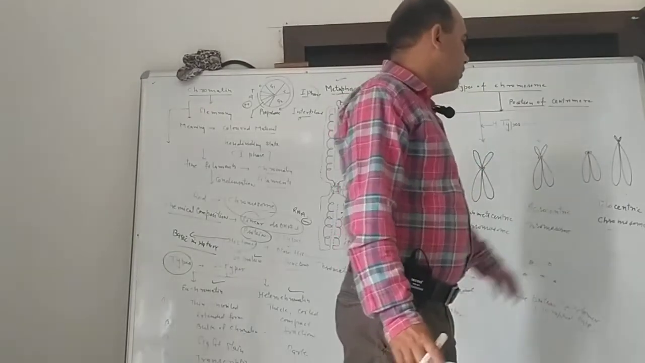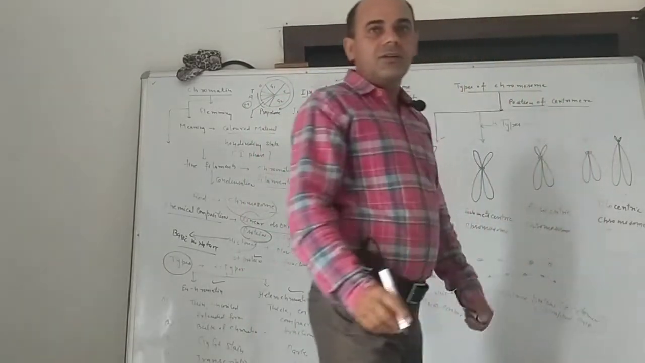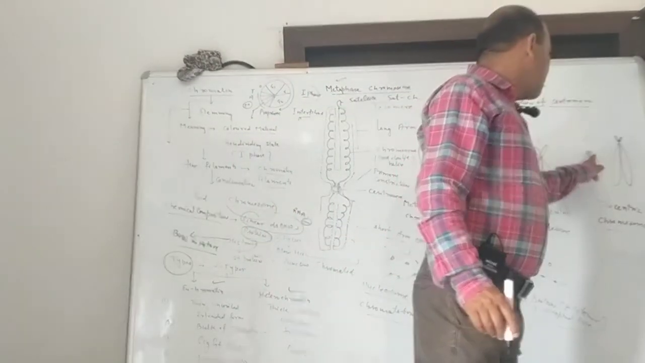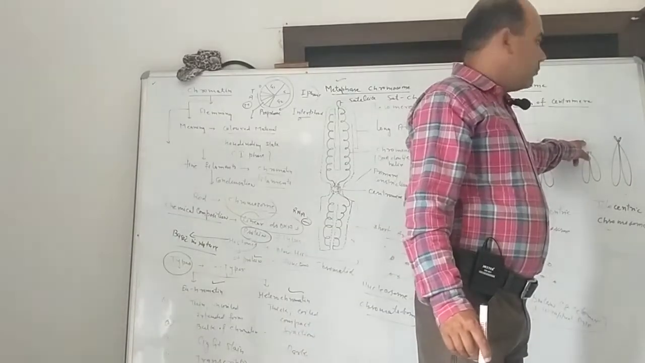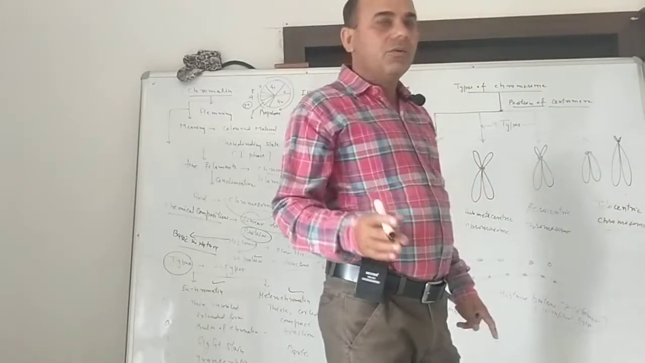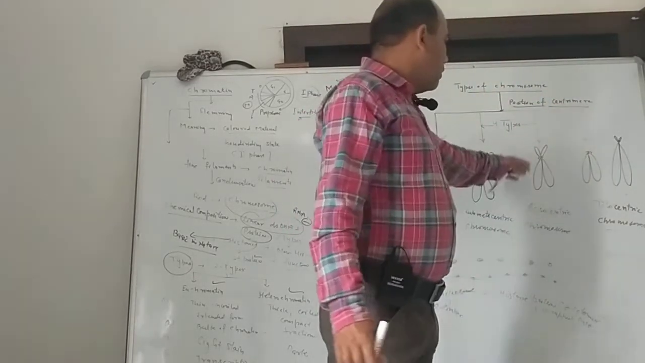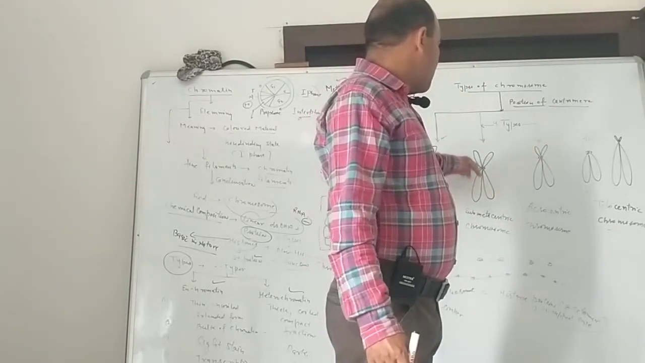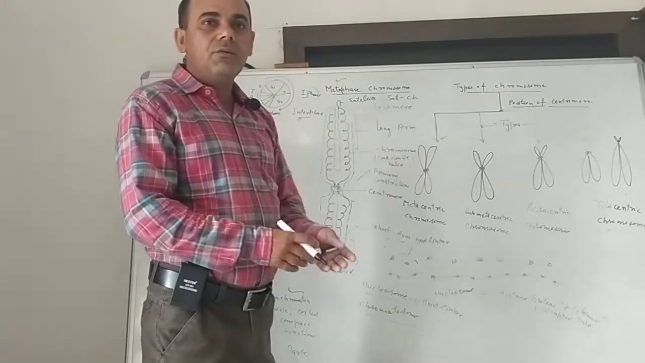And the fourth one is called telocentric. It means the centromere is at the terminal position, at the tip region. That's why the word is taken. It is called telocentric. It means the position of this point, which is called the centromere, is at the tip or terminal end. It means one arm is very small and the other arm is very large. Here at the tip region, one is large, another is small. So these are the 4 types of chromosome depending upon the location.